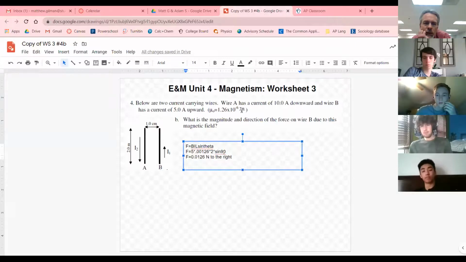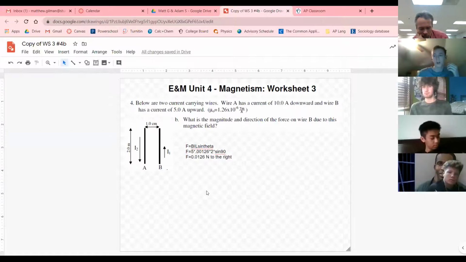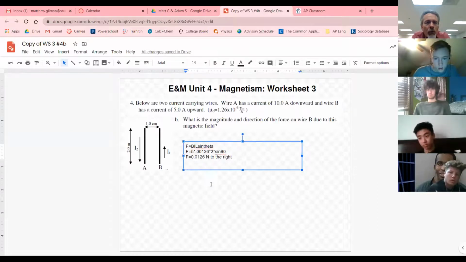So you get 5 times the current of, wait, no, that is the current. All right, I had it in the wrong order. Is the 0.00126 the B field? Yes. Oh, I got a B field from the last one. I got a B field of 2 times 10 to the negative 4th.